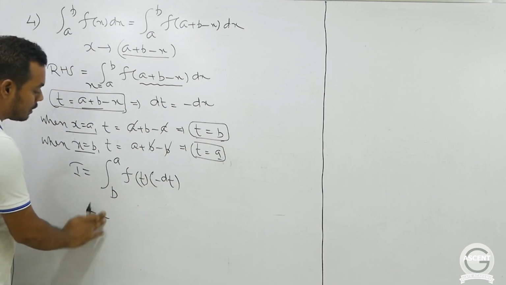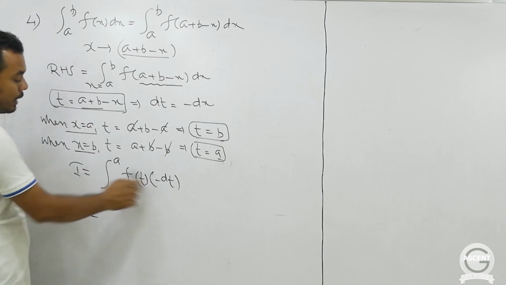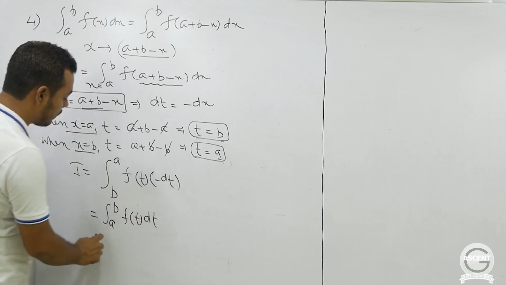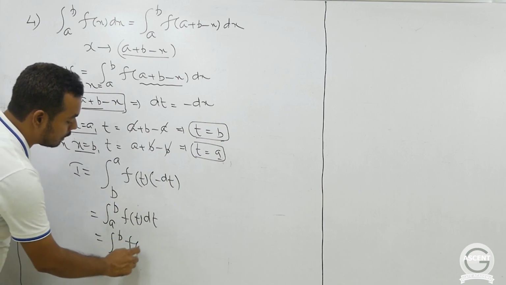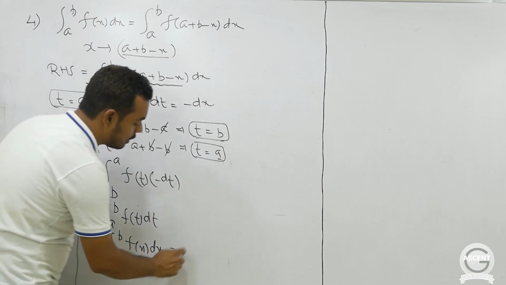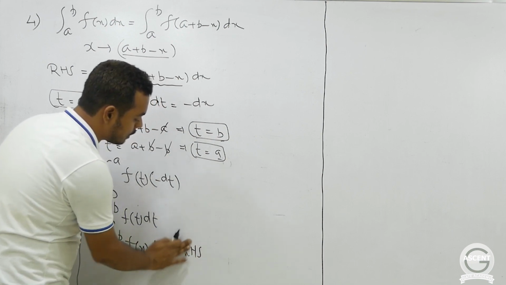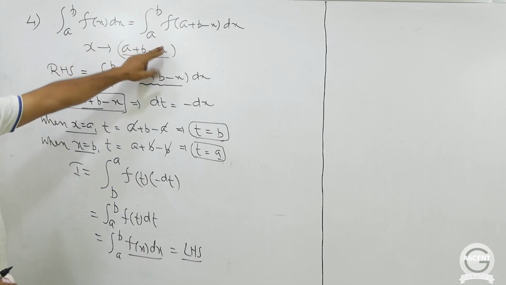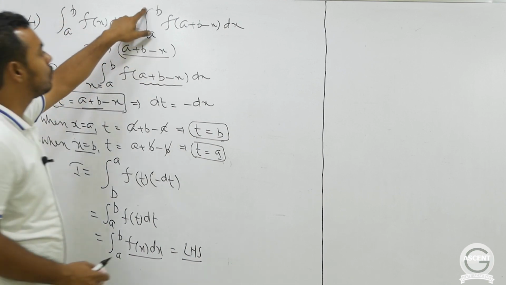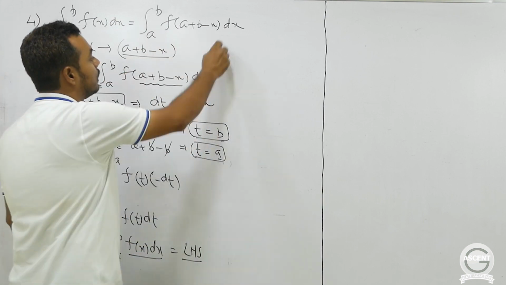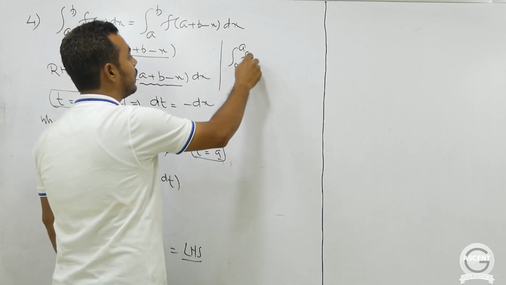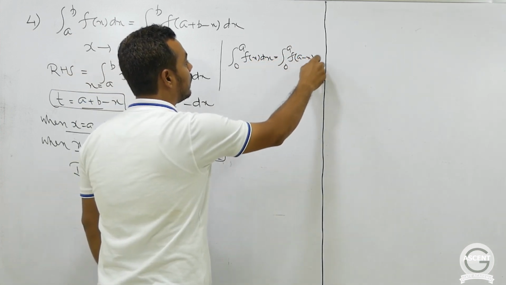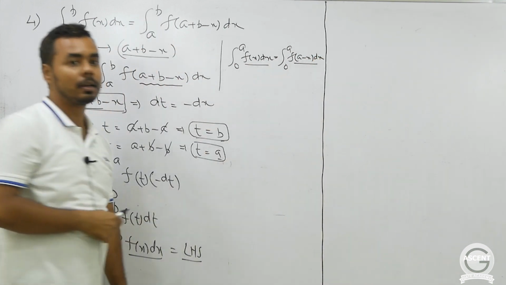So if we change the limits of the integral, we will get an additional minus sign. So this will give us integration a to b f(t) dt. And our first property was that whether the variable is t or x, this will not change the definite integral, and this was our left hand side. So as you can see, these two integrals are the same, integration a to b f(x) dx and integration a to b f(a plus b minus x) dx. Also in some cases, suppose you have integration 0 to a f(x) dx, this can be written as integration 0 to a f(a minus x) dx.